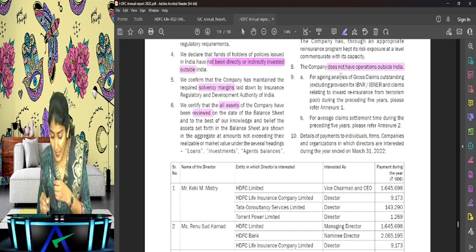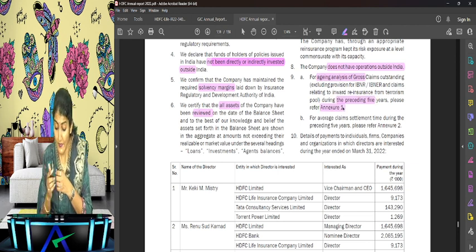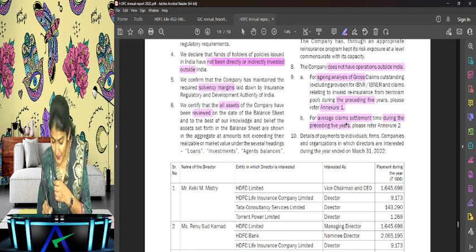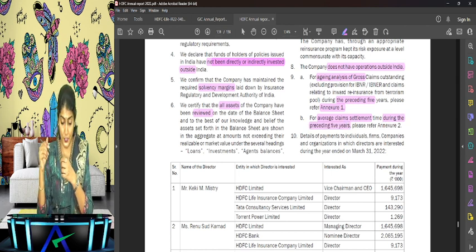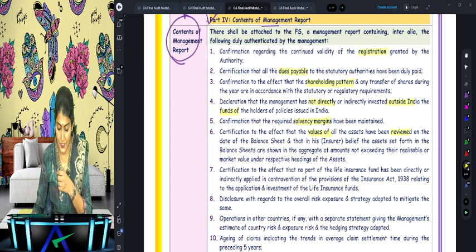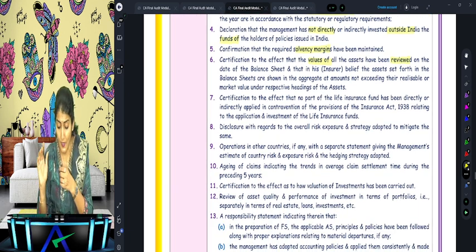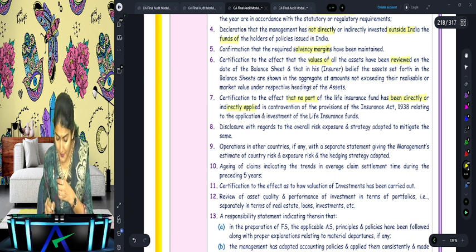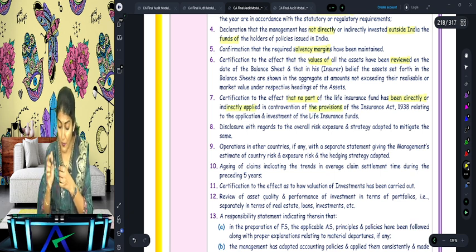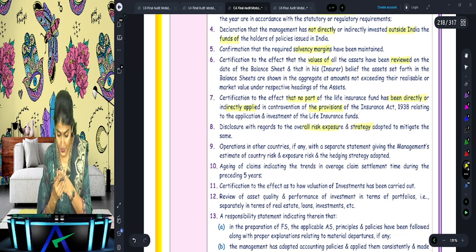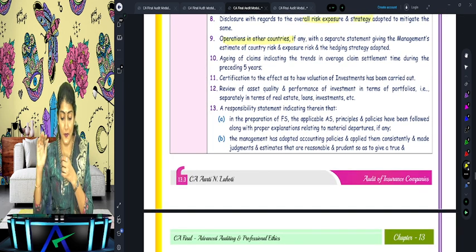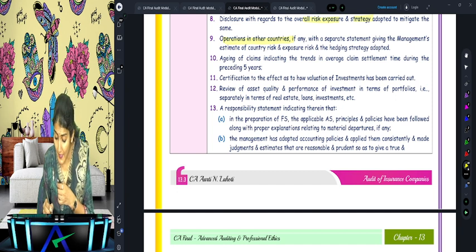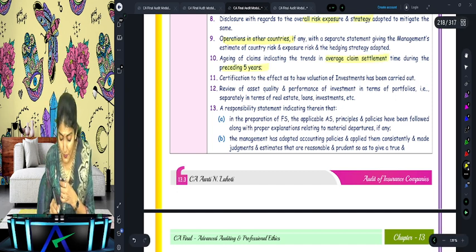Then the aging analysis of the gross claims during the preceding 5 years has been given in Annexure 1. The average claim settlement during the preceding 5 years has been given in Annexure 2. Right, so that is regarding the average claim settlement. So what are the next points over there? No part of the life insurance fund has again been directly or indirectly applied in contravention of the provision. Then overall risk exposure and the strategy. Then operations in other countries, if any, with a separate statement giving the management's estimate. Aging of claim, indicating the average claim settlement time during the preceding 5 years.